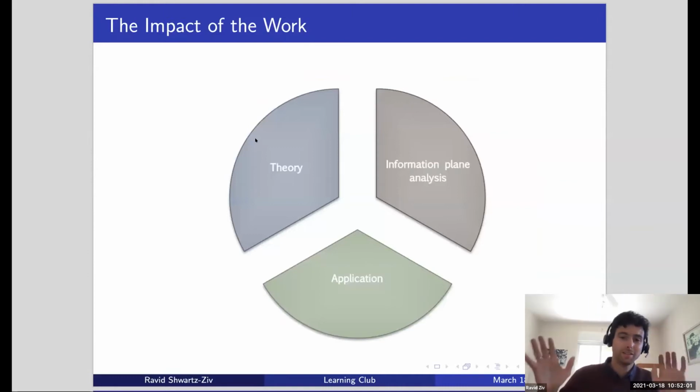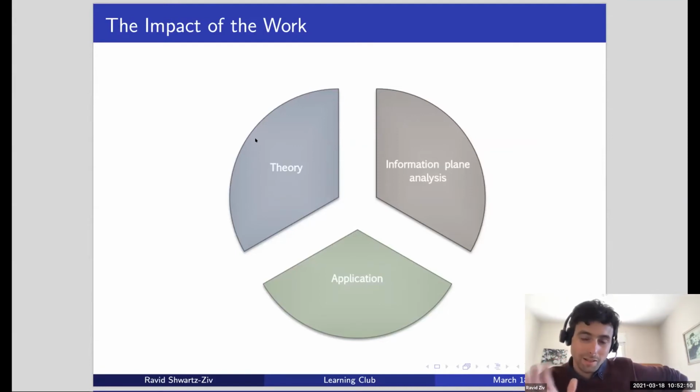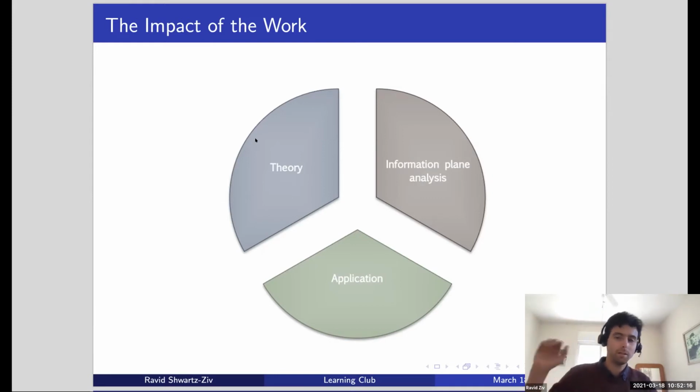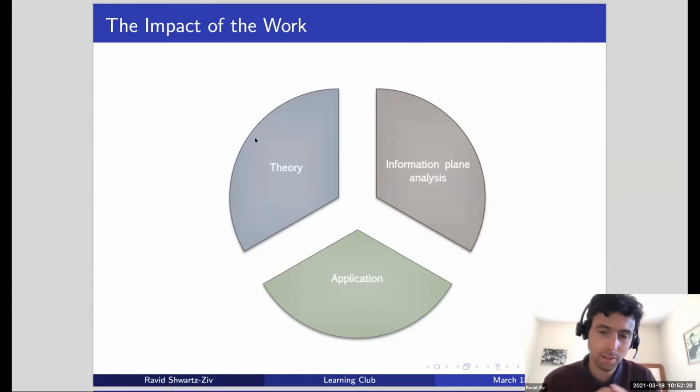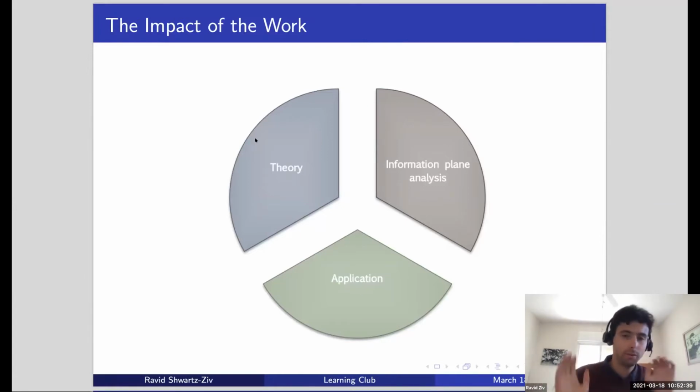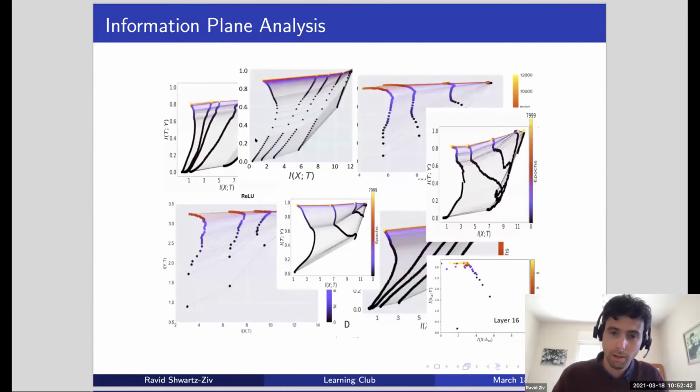So there are 3 lines of work. One line of work is the information plane analysis, where people try to do the same analysis that we have done, but with different parameters, different estimators, different data sets, and just look at the information plane. What does the information plane look like? Okay. The second line of work is applications, where people try to use it for applications, and the third line of work is theory, where people try to extend our theory.